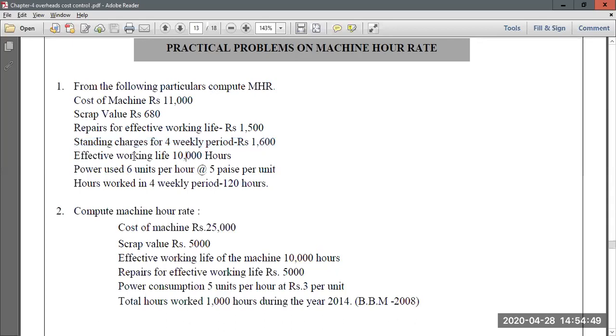Then again they have given effective working life is 10,000 hours. So this 10,000 hours effective working life is the total working life of your machinery. Why do we need this effective working life? In order to calculate depreciation.